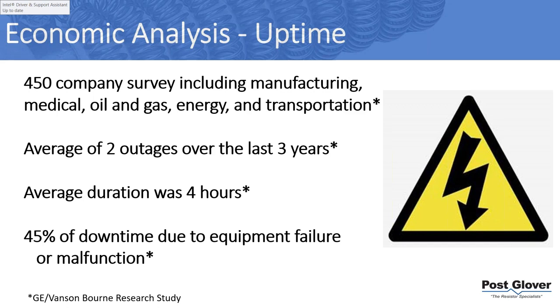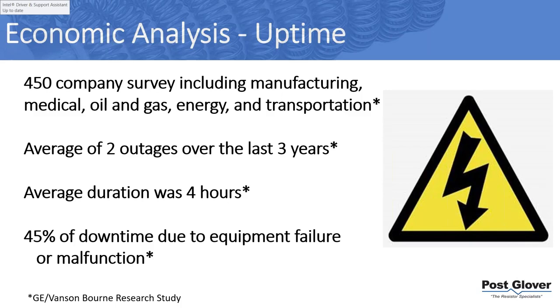So a similar study was done by Vanson Bourne, a 450 company survey that included manufacturing, medical, oil, gas, energy, and transportation. On average, there were about 2 outages over 3 years, and per outage, the duration was 4 hours. Some people had 0, some people had much more than 2, but the average over a 3-year period was 2 outages. And roughly 45% of that was due to equipment failure. So that's kind of part of the pie that we're looking at.